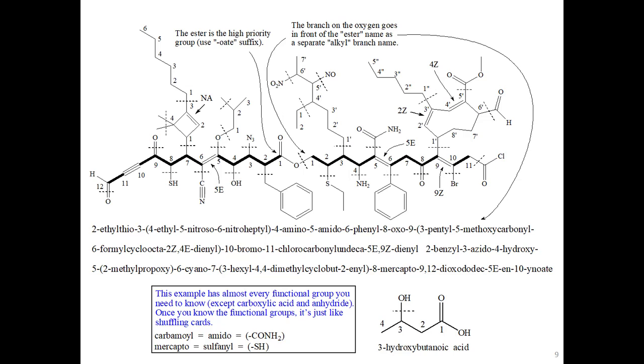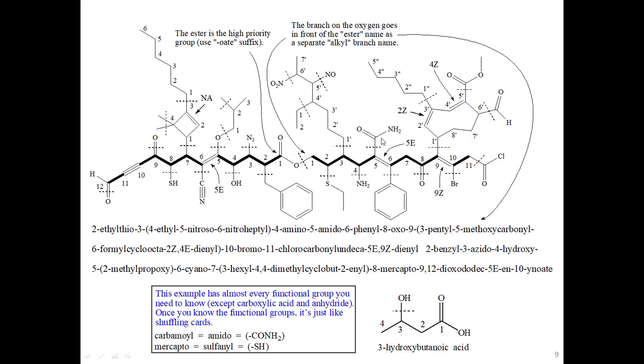Okay, so if I start on the oxygen branch, number 1, and then 2 I get here, so notice 2-ethylthio. And then here, this looks pretty much the same, except at the 5 position I have a nitroso, and the 6 position I have a nitro. So I go 4-ethyl, 5-nitroso, 6-nitroheptyl. Pretty much the same. I have the amino group at the 4 position. I have the amido group at the 5 position. Very easy to mix these up. Okay, I see it all the time.